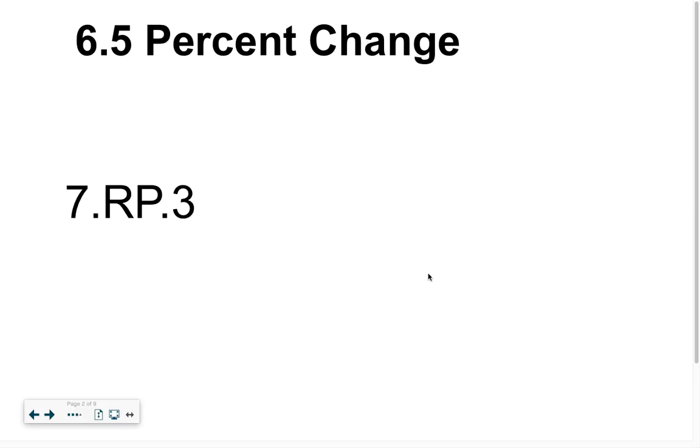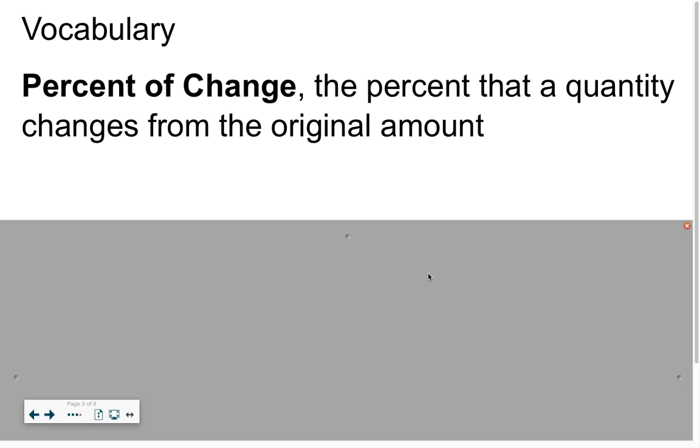Percent change. Here are our notes for it. And really, just like the name says, we're talking today about change. So you're going to see it and say it a lot. In your notes, you can see we've got percent change is the percent that a quantity changes. And here's the big phrase, from the original amount.